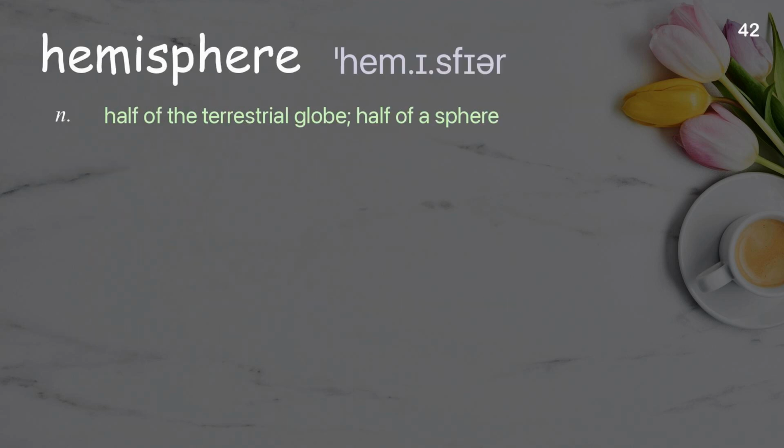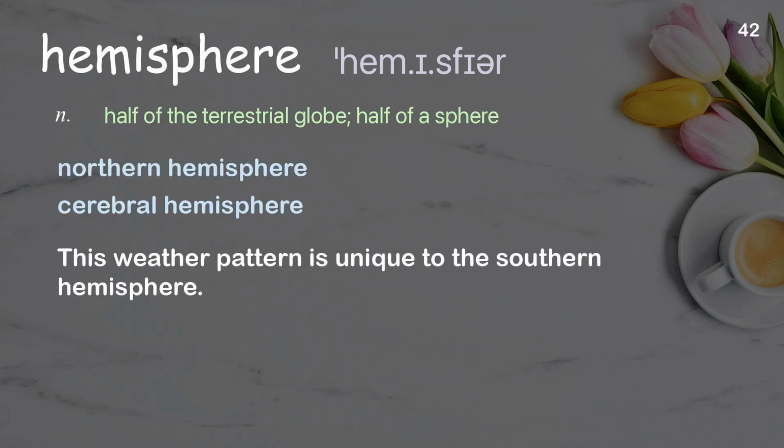Hemisphere. Half of the terrestrial globe; half of a sphere. Examples: Northern hemisphere. Cerebral hemisphere. This weather pattern is unique to the southern hemisphere.